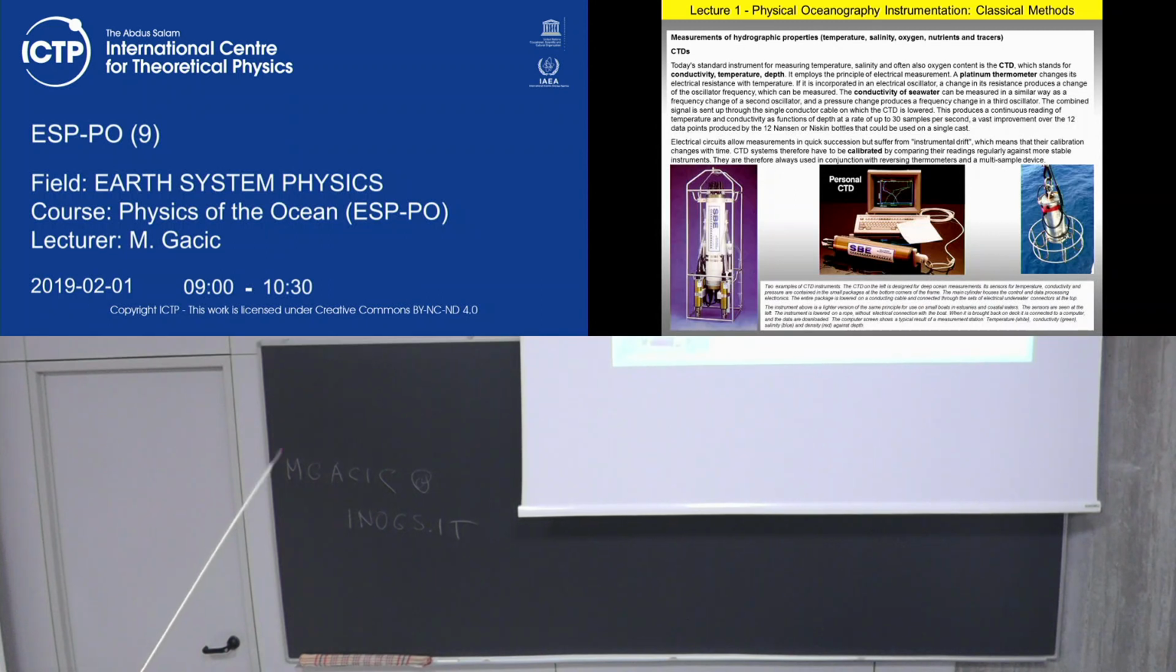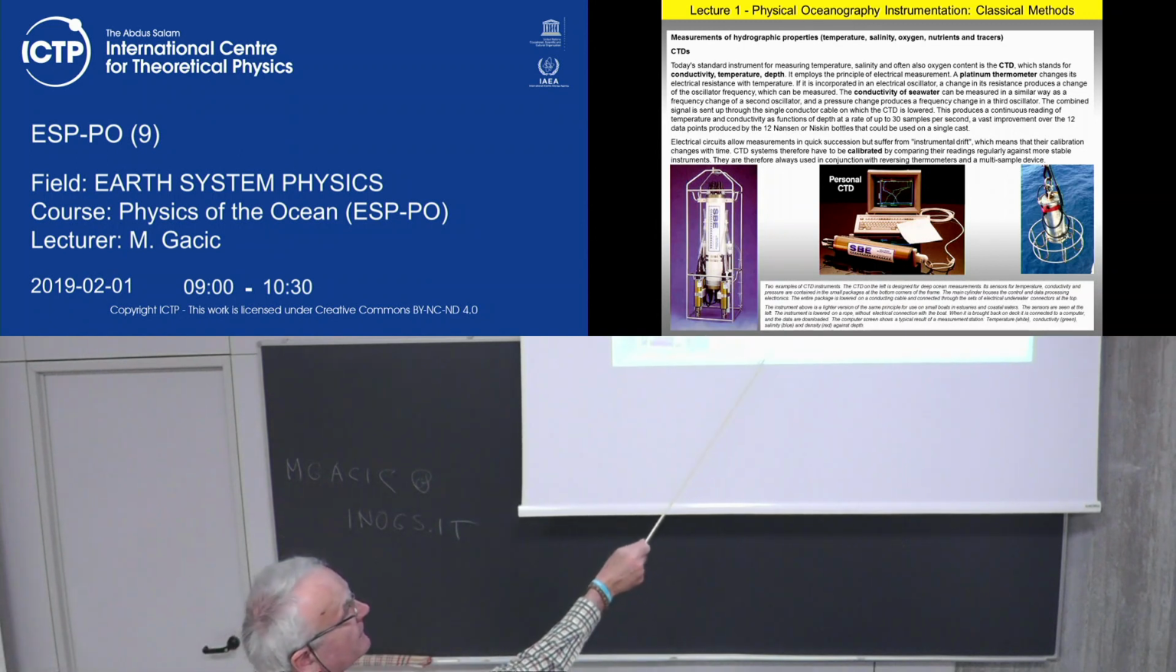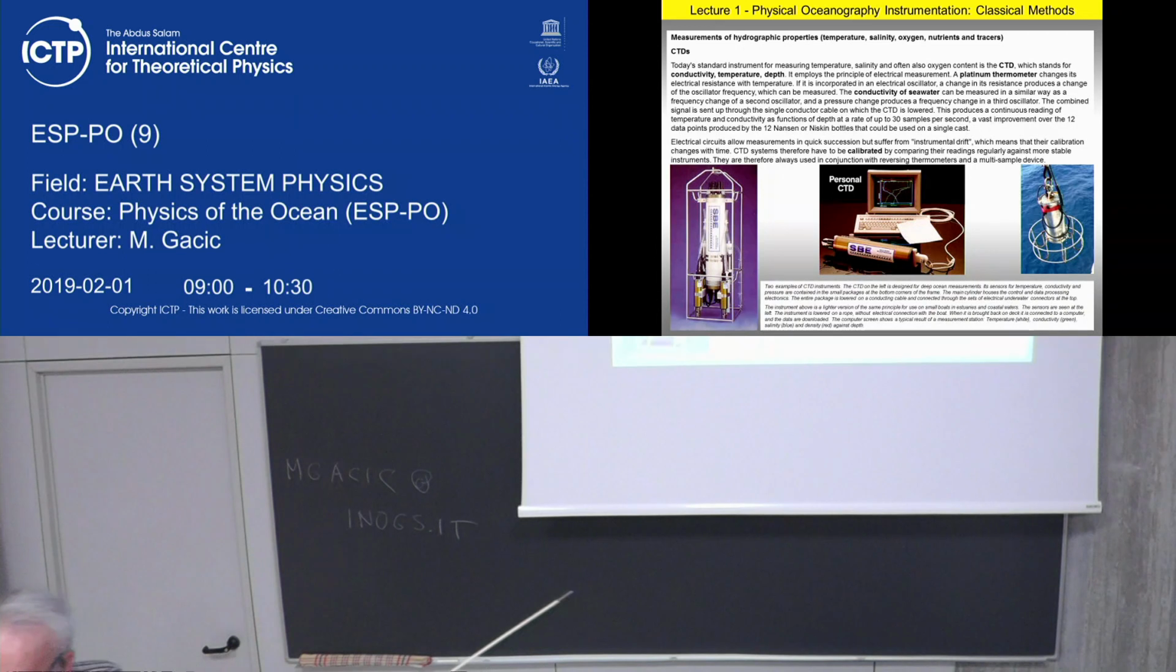Here it is. There are CTDs now. This is a more modern type of measurement. They are not such ingenious solutions as inverting thermometers, reversing thermometers are, but they are much more powerful in the sense that you can do the measurements not at 20, 30 meter depth differences. You can do the measurements continuously. So you can see this is what appears when you do these measurements with CTD.